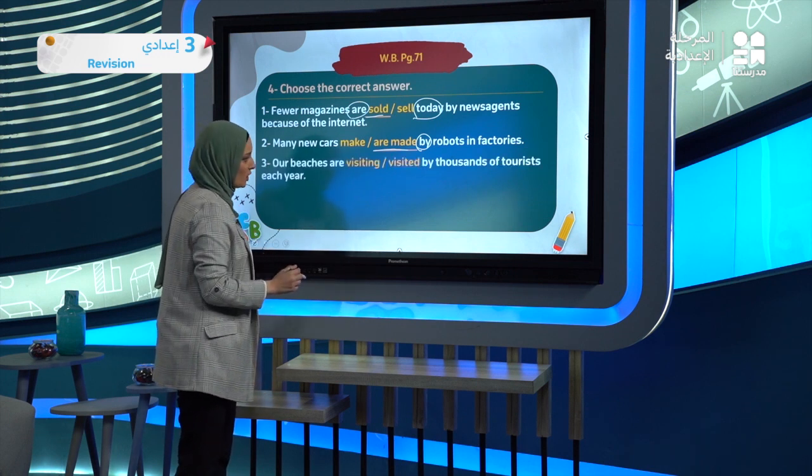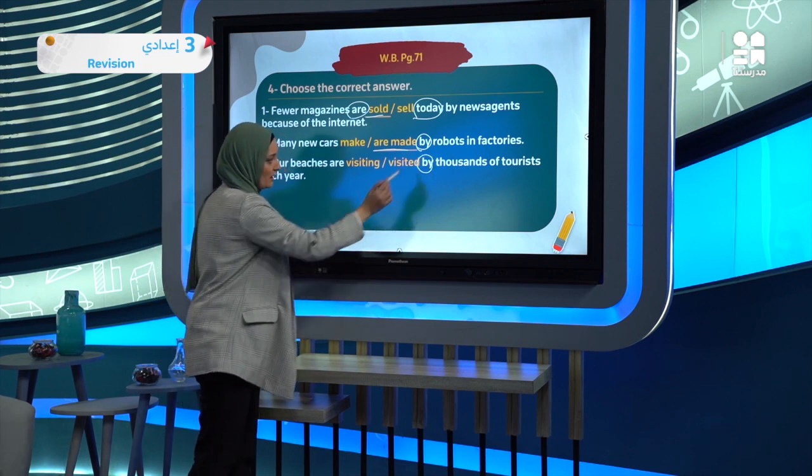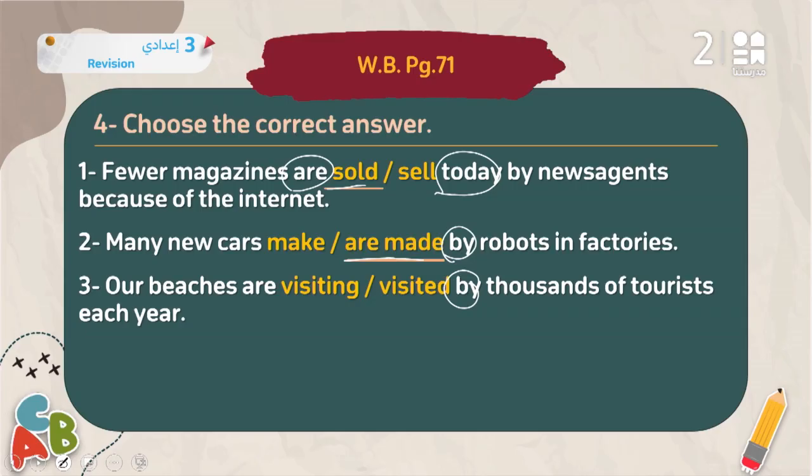Number 3, our beaches are by thousands of tourists every year. نفس الحاجة by عندي by ده معناه انه this is the passive voice أو this sentence is written in the passive voice. Our beaches وعندي هنا are خلاص ال present simple فبقول are visited. ما ينفعش visiting خالص غلط تماما. ال passive verb to be plus past participle.